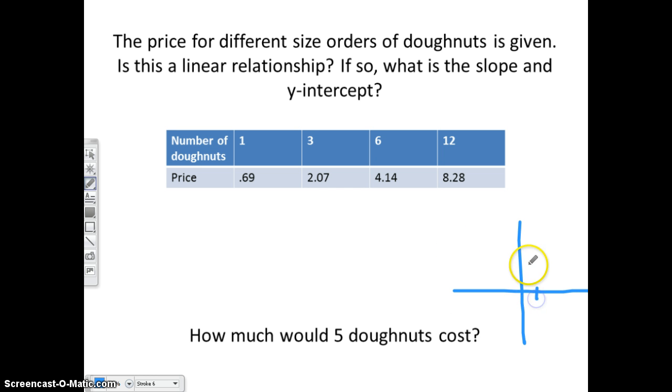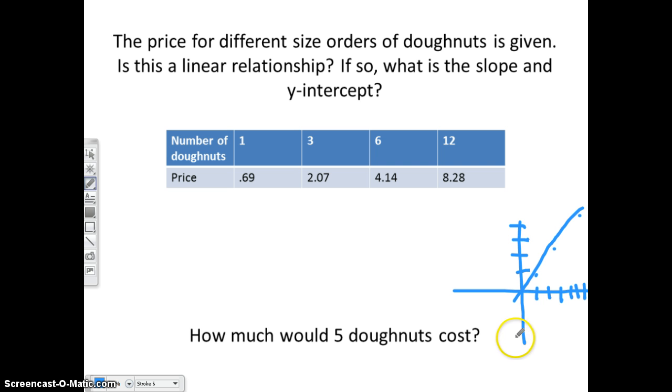If we buy one donut, we'll pay 69 cents. 1, 2, 3, 4. Let's just go for 4. So 69 cents. If we buy 3 donuts, we'll pay $2.07. If we buy 6 donuts, we'll pay $4. That looks pretty linear to me.